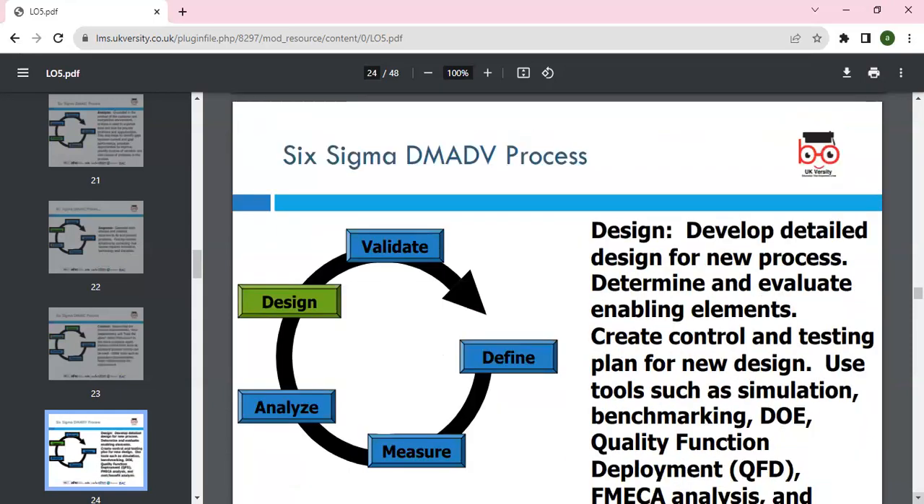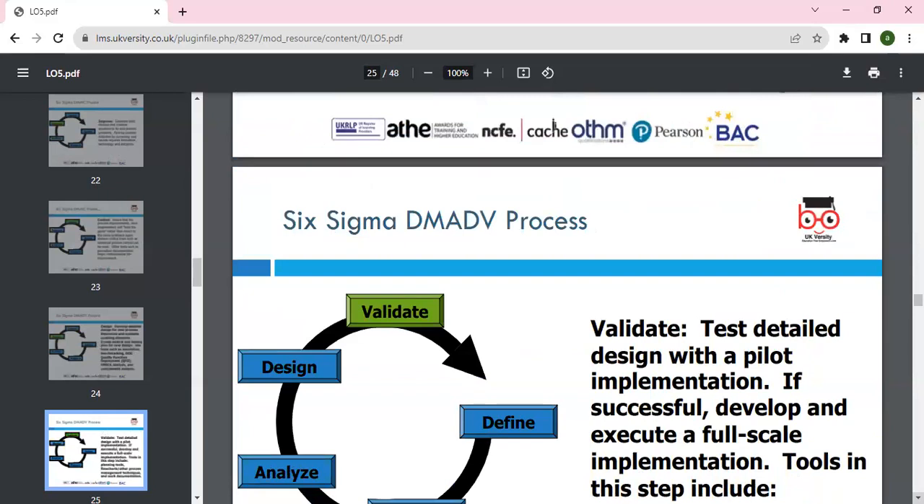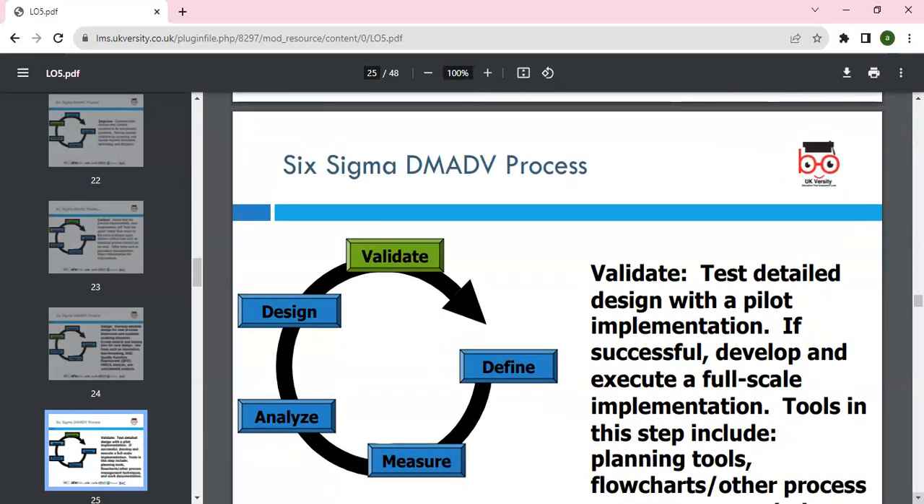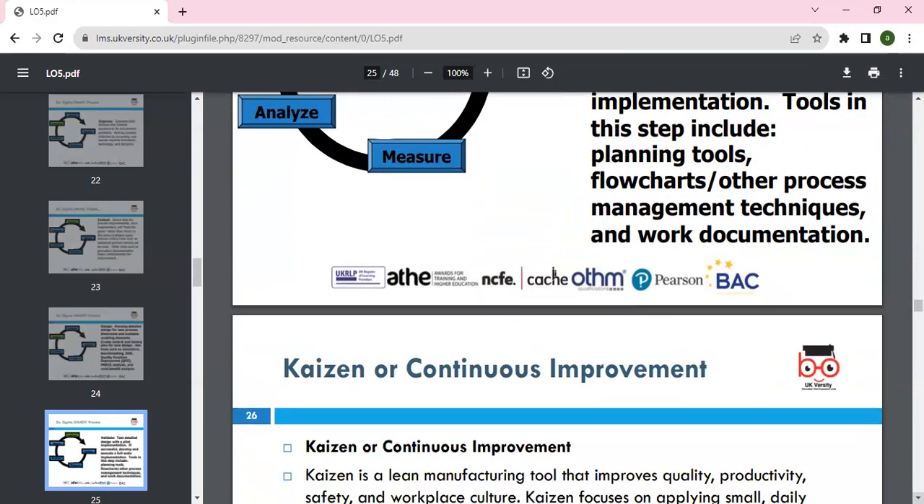Then we have Six Sigma DMADV. DV is design and verify: detailed design for the new process, and deployment. And then you validate it, check whether it is accordingly or not. You do tests against whatever your SOPs set, or KPIs, key performance indicators.